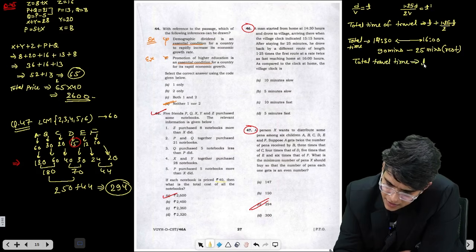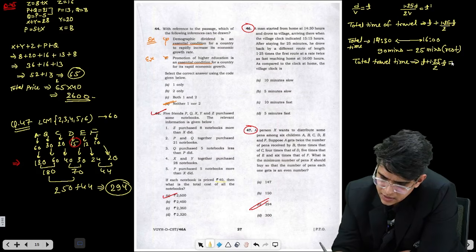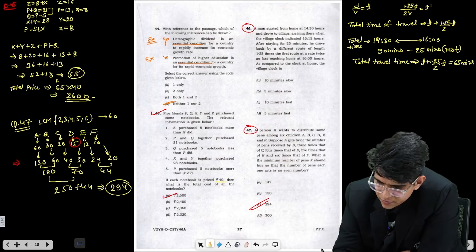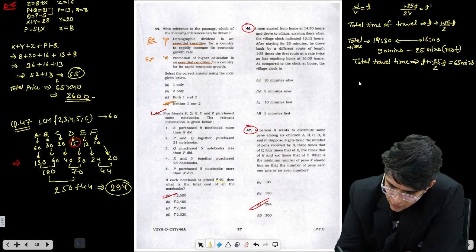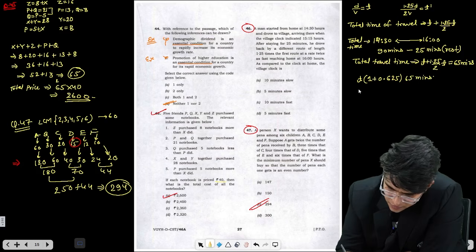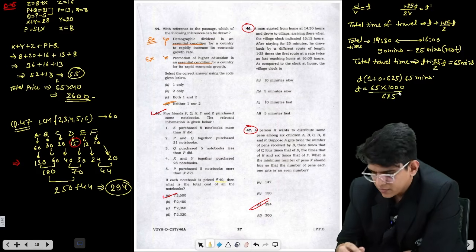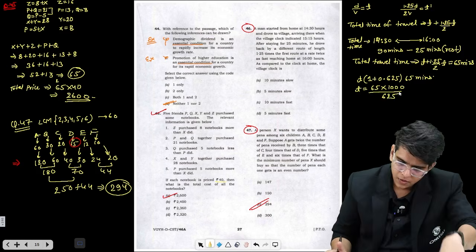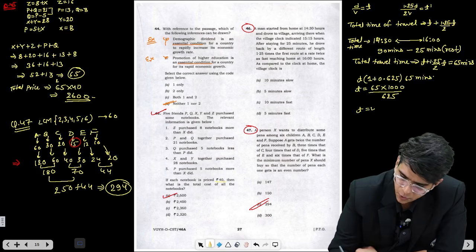Total travel time is nothing but t plus 1.25 by 2t, which equals 65 minutes. Now if you take t common, this is 1 plus 0.625 times t equals 65 minutes. So t equals 65 into 1000 by 625. If you solve this, you will find t equals 40 minutes.